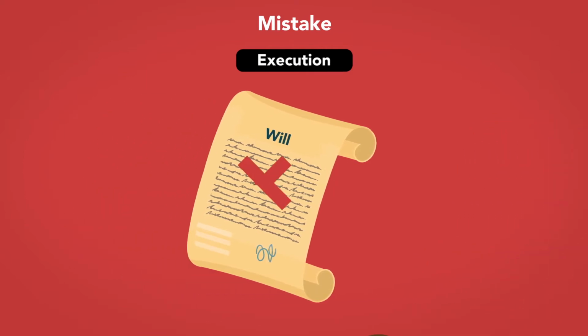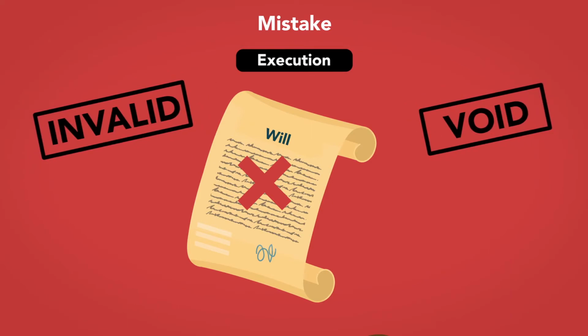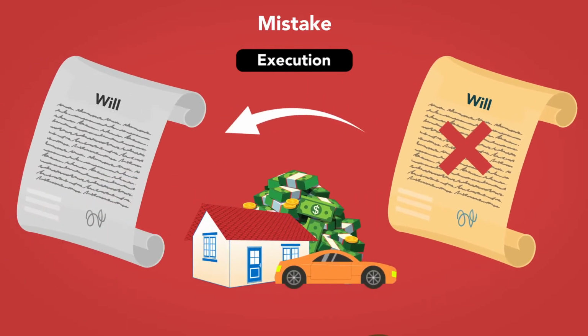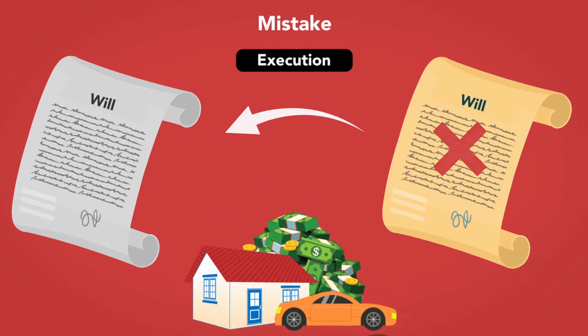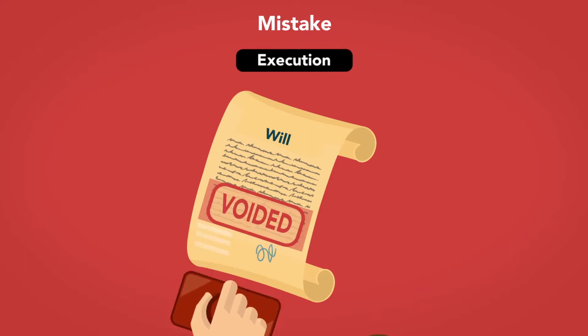A will that is procured by mistake in execution may be declared invalid or void, causing the testator's property to pass under the terms of a previous will or intestacy. If a particular clause or part of the will was executed by mistake, that portion may be voided.